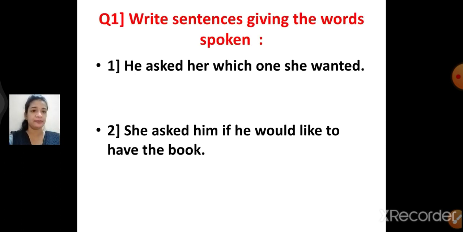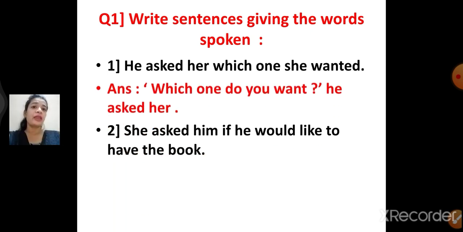Now children, let's start with this chapter's activity. First one, you can read the heading, write sentences giving the words spoken. Here I am not going to help you. You can take your own test, okay? Now he asked her which one she wanted. You can pause the video if you want more time. And the answer is, "Which one do you want?" he asked her.